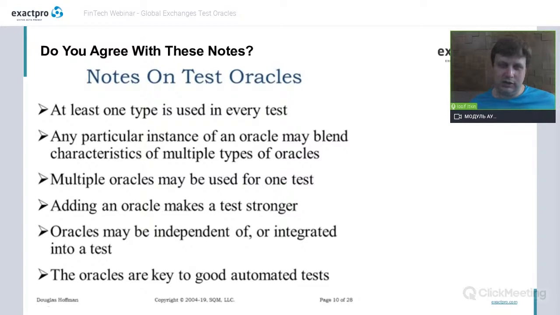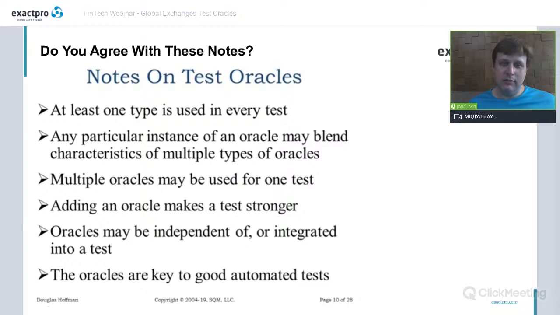We turn something off and we're gone. Any particular instance of an oracle may blend characteristics of multiple types of oracles. Yes, so when we start looking at what we do in our different test approaches, and if we also look at the list from Doug Hoffman, we will see that there are many intersections.